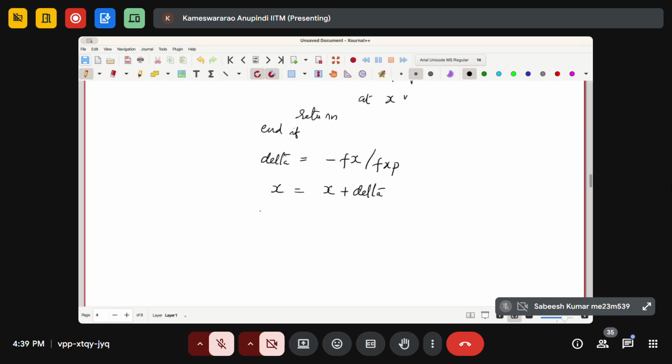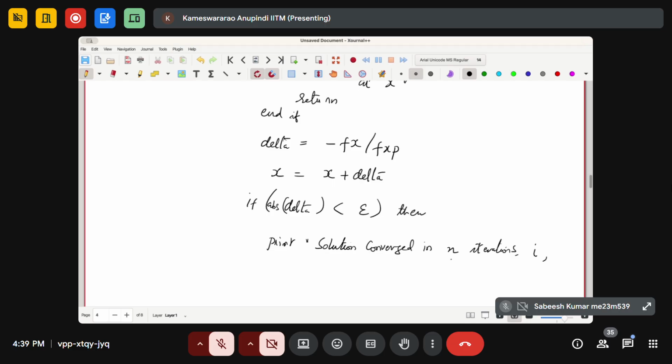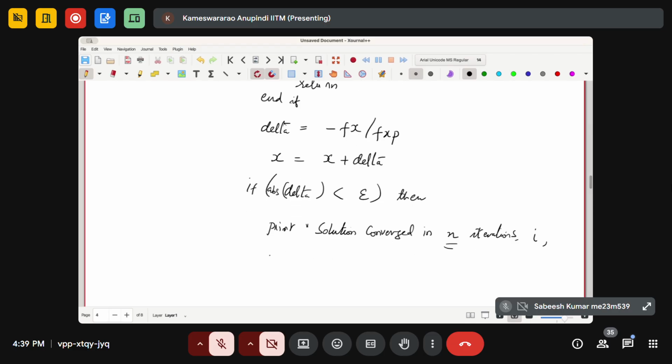If my delta, the absolute value of delta, is less than tolerance, then I can print: solution converged in n iterations, right? I'm going to print what is I for that, n is going to be I, iterations, and then the solution is essentially print the solution as iteration I, x and then f of x.